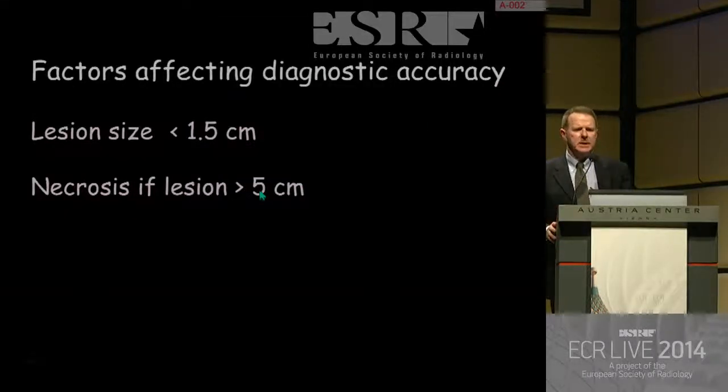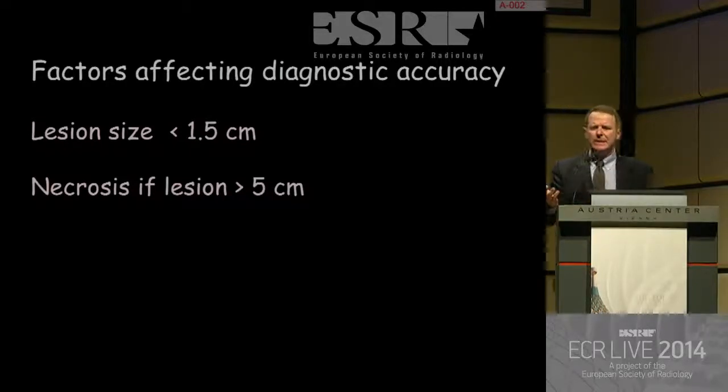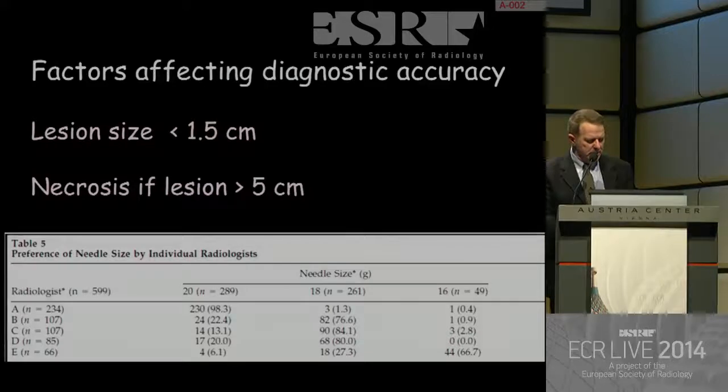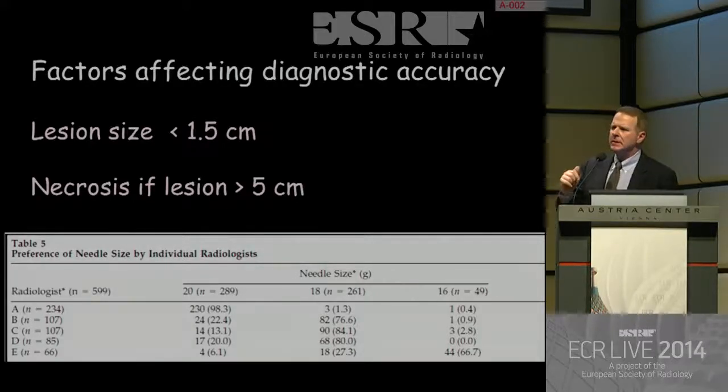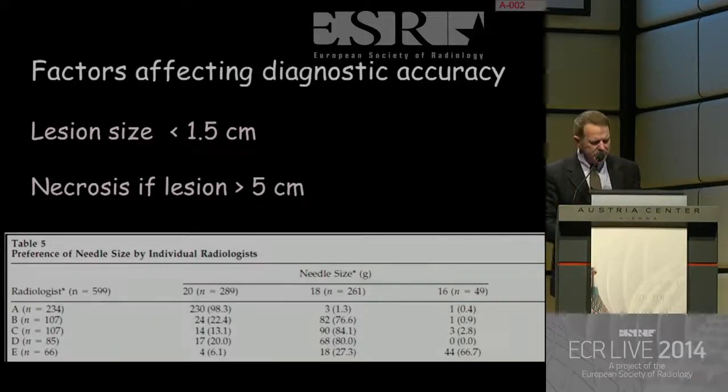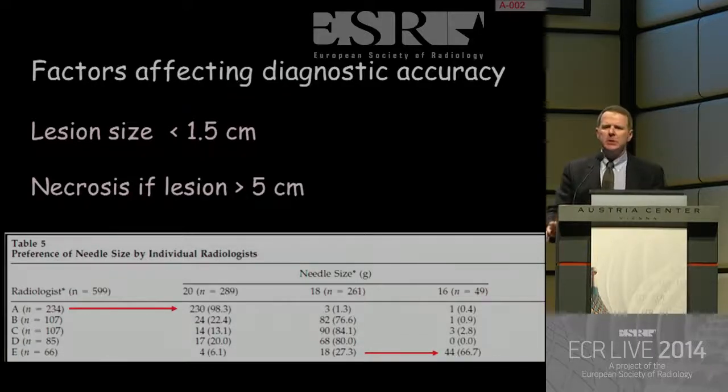What were the factors affecting the accuracy? Lesion size. It's easy to understand. It's more difficult to hit a small lesion in a very consistent way, and the necrosis within the lesion. What's interesting, if you look at the practice among the 5 radiologists involved in the study, with A being the most experienced and E being the least experienced, you see that the most experienced used mainly 20 G needles, while the least experienced, which was probably a resident or a fellow, used a lot of 18 and 16 gauge needles. It looks like inexperienced people feel more confident if they use larger needles, which are easier to operate, easier to steer and to guide, and get more tissue, rather than with small needles.